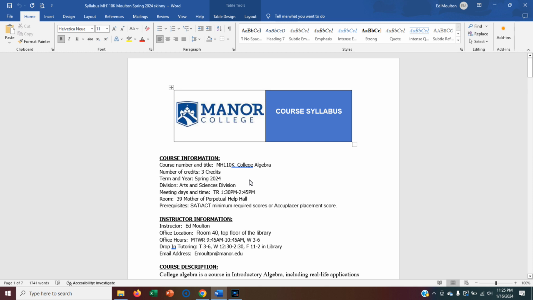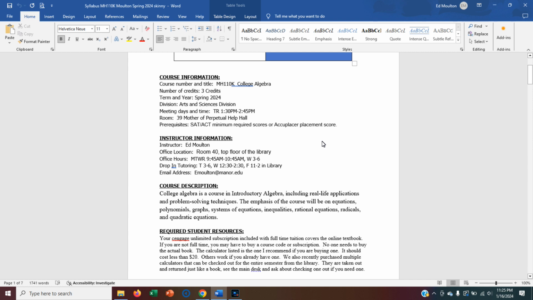In general, we'll be meeting in room 39 on Tuesdays and Thursdays from 1:30 to 2:45. My name's Ed Moulton. My office is on the top floor of the library. Basically, if you go to the main library desk, there's a staircase right up by it. If you take that staircase up and then walk back towards the back of the library, my office is on the left there around the corner.